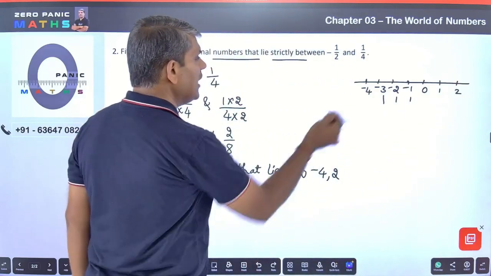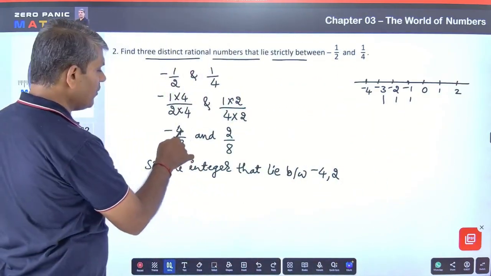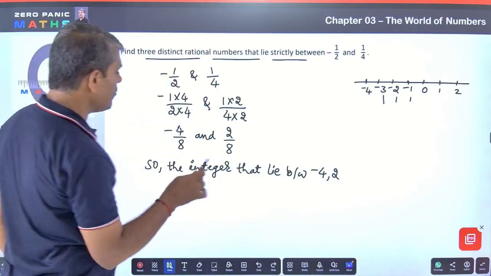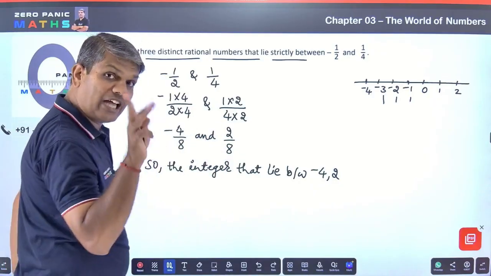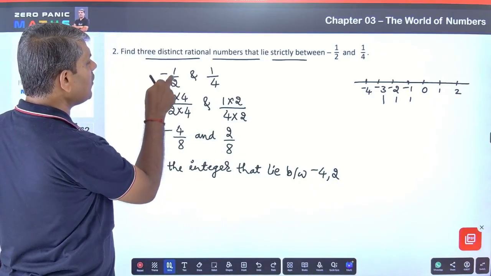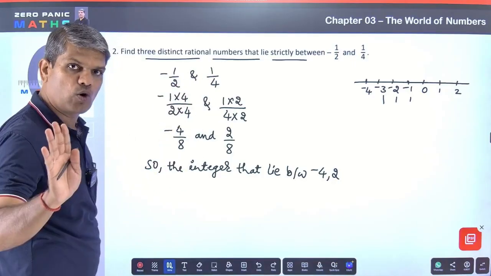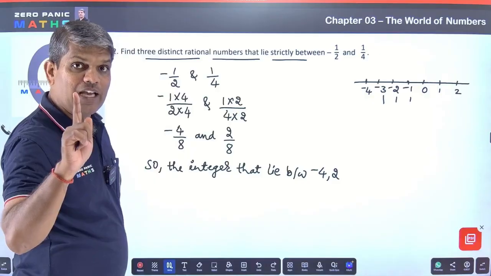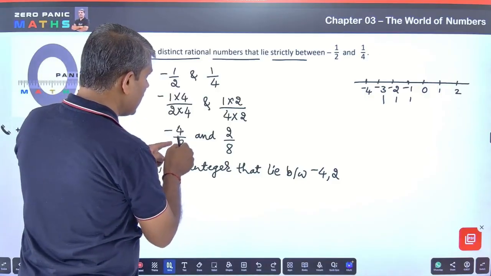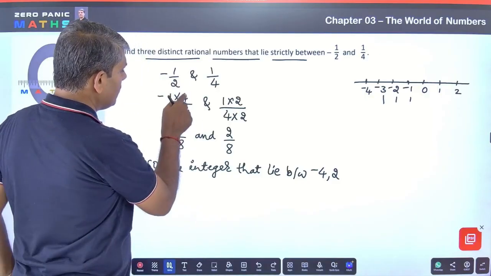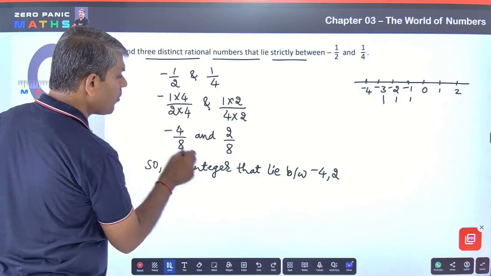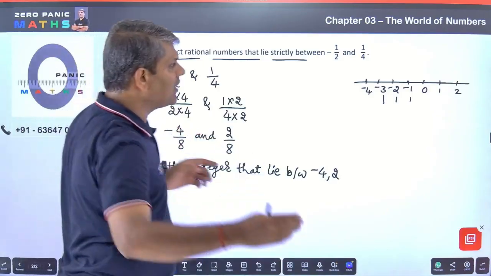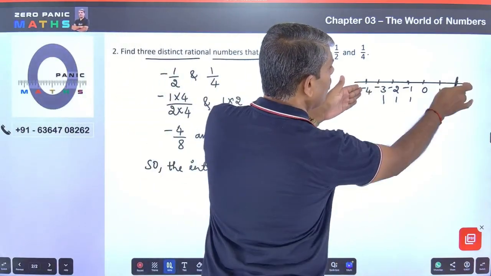I can take any of these numbers and divide that by 8. That number will lie between minus 4 by 8 and 2 by 8, which in turn is the number between minus 1 by 2 and 1 by 4. Now you got why I divided this number by 4 and 2 here and made it minus 4 by 8: because I wanted that distance between minus 4 and 2.